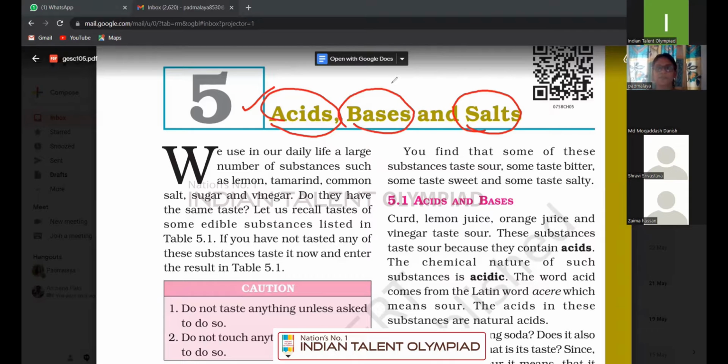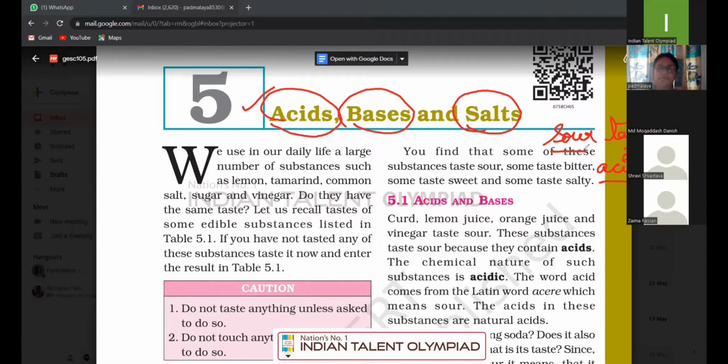I'll explain to you. Acids are the substances which generally taste sour. All the sour tasting substances will contain acid in it. And these substances, we call them acidic substances.